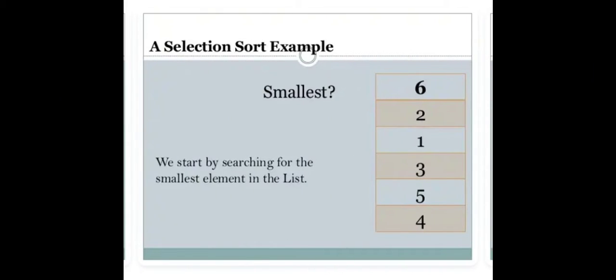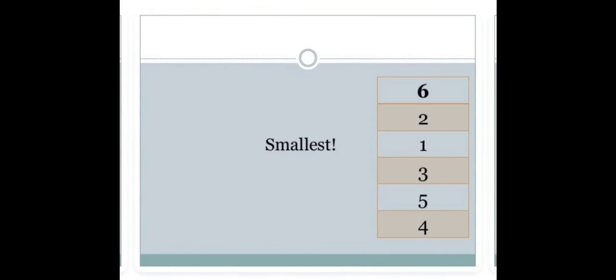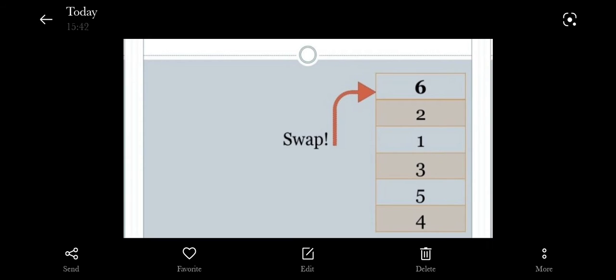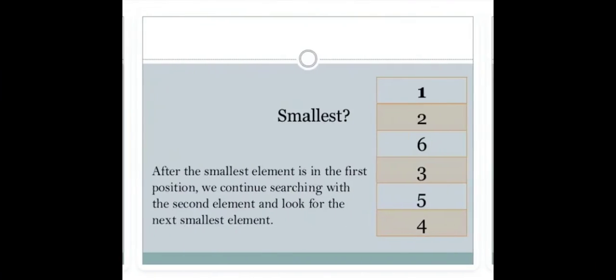A selection sort example: smallest. We start by searching for the smallest element in the list. Given list 6, 2, 1, 3, 5 and 4. In the given list, the smallest is 1. Swap 6 with 1. 1 is swapped with 6.